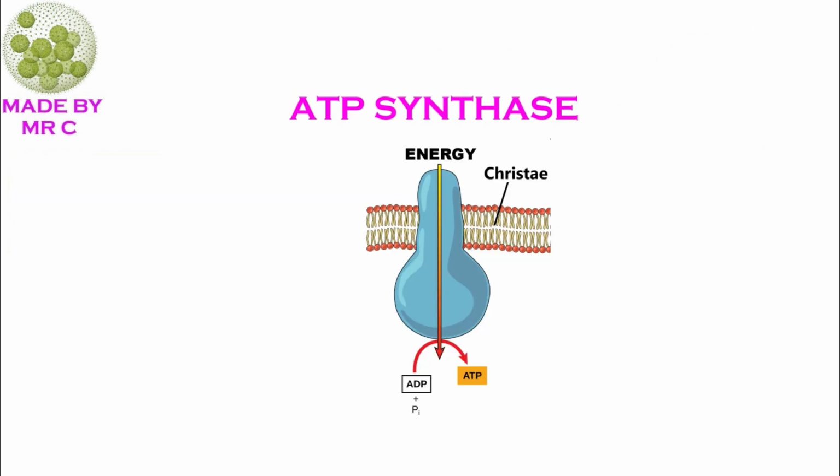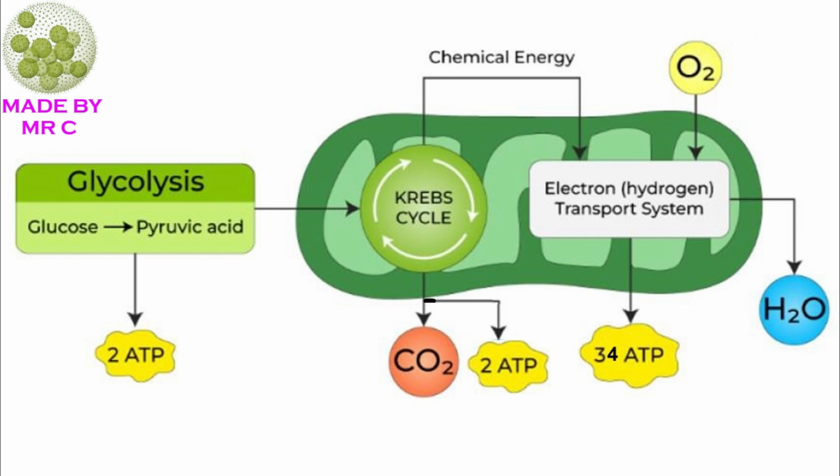The proper name for ATPase is ATP synthase, which makes ATP by joining an inorganic phosphate to adenosine diphosphate to make adenosine triphosphate. The electron transport chain makes 34 ATP and also releases carbon dioxide and water.